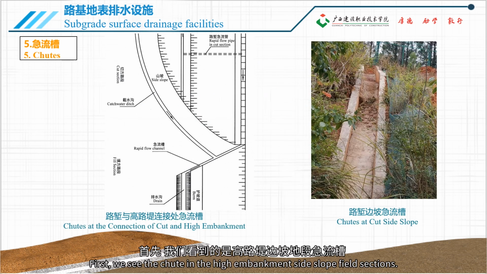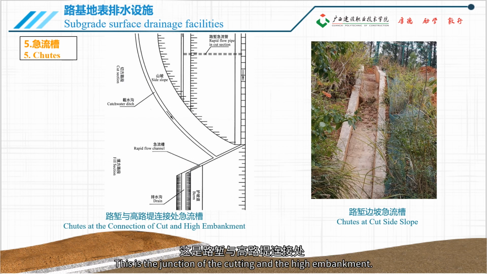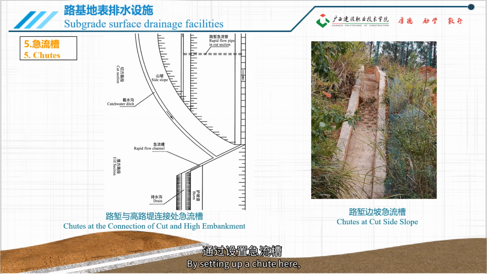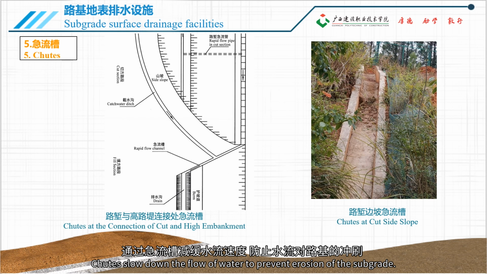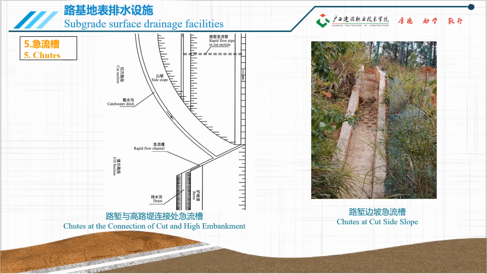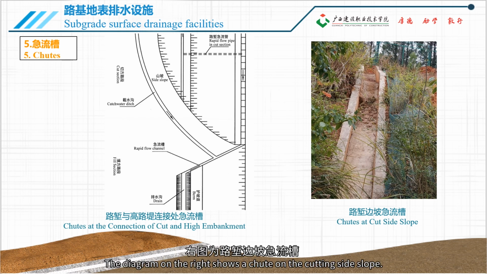First, we see the chute in the high embankment side slope field sections. This is the junction of the cutting and the high embankment. By setting up a chute here, water from the cutting section's interception channel is collected and drained to the cutting side ditch. Chutes slow down the flow of water to prevent erosion of the subgrade. The diagram on the right shows a chute on the cutting side slope.